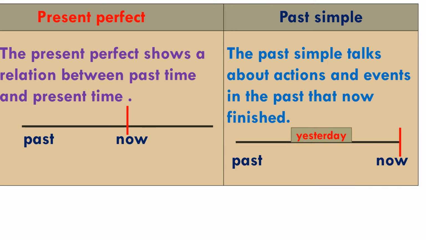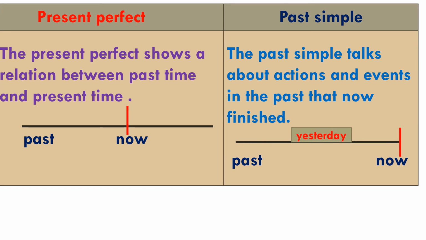Present perfect. The present perfect shows us a relation between past time and present time. This is a line here, past, and this line, red line, is now. It's a verb or an action that begins in the past and continues till now. فعل بدأ في الماضي واستمر حتى الآن، نستخدم present perfect.